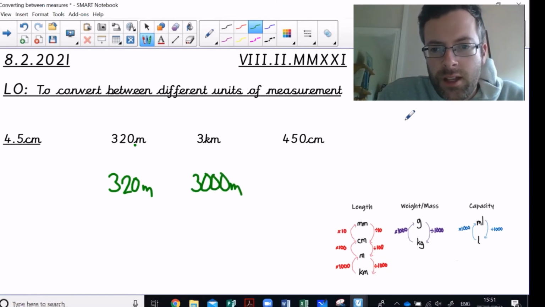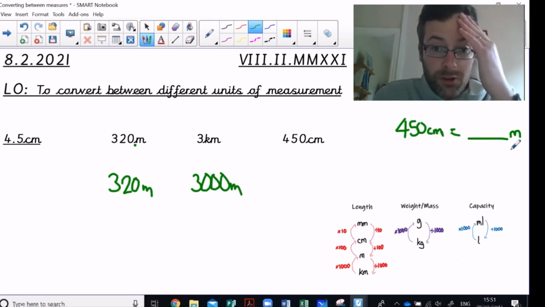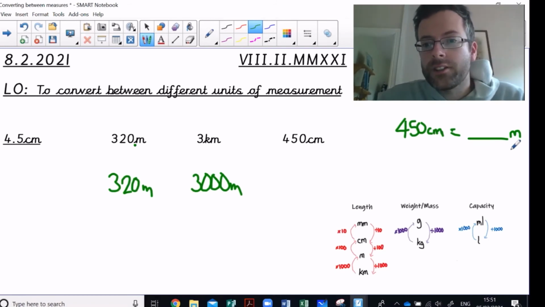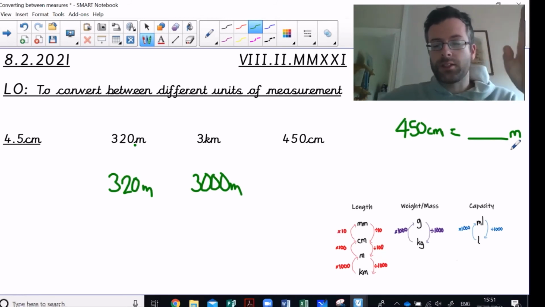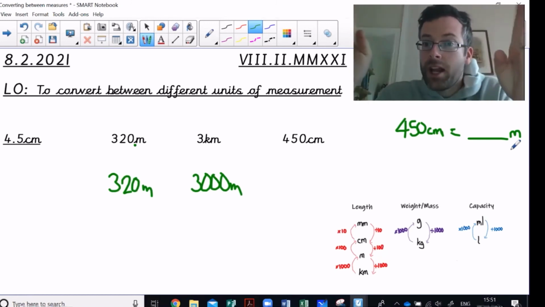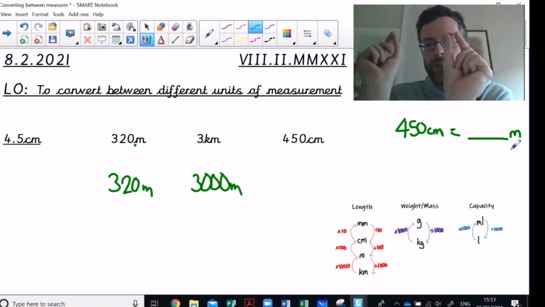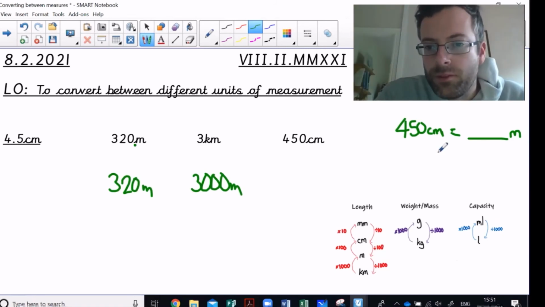450 centimetres, and I want to do that in metres. So you need to work out, what's the important number from centimetres to metres? Well, there are 100 centimetres in a metre, so 100 is the important number. So I'm dividing. If I'm going from centimetres to metres, and I'm looking at the same length, then I know there's going to be less of those. If I've got 450 of those, it is going to be less than 450 of those. So I'm dividing it by 100.